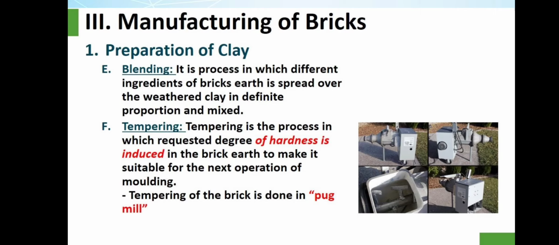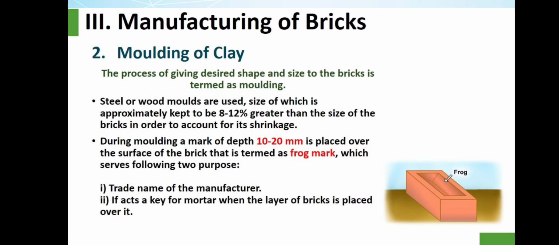Tempering of the brick is done in pug mill. Second, molding of clay. The process of giving desired shape and size to the brick is termed as molding. Steel or wood molds are used, the size of which is approximately kept to be 8 to 12% greater than the size of the bricks in order to account for its shrinkage.